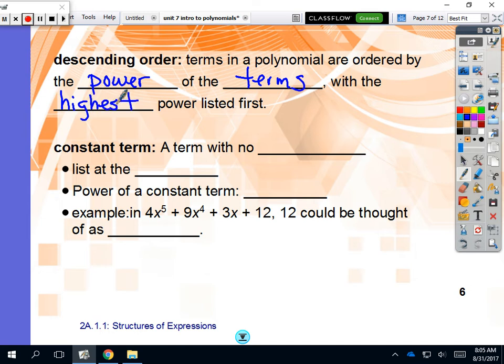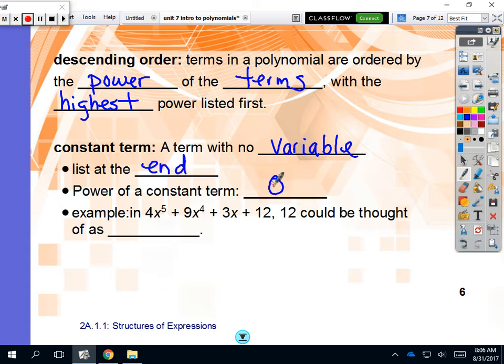So the constant term is usually the last term. It's always going to be the last term because it doesn't have a variable, right? That's why we call it the constant term. It won't ever change, so it's constant. And that is always listed at the end because the power of the constant term is 0.